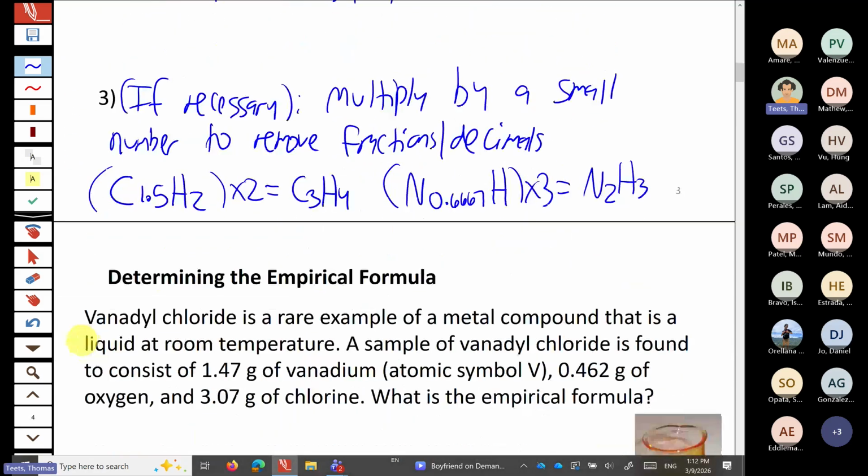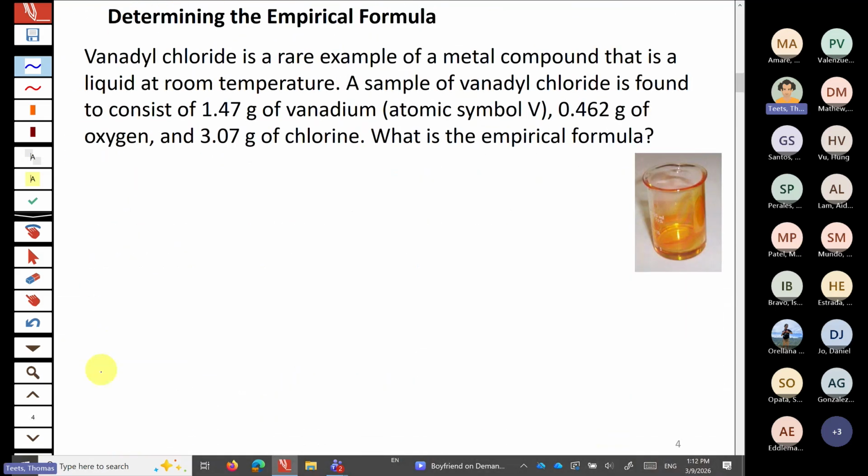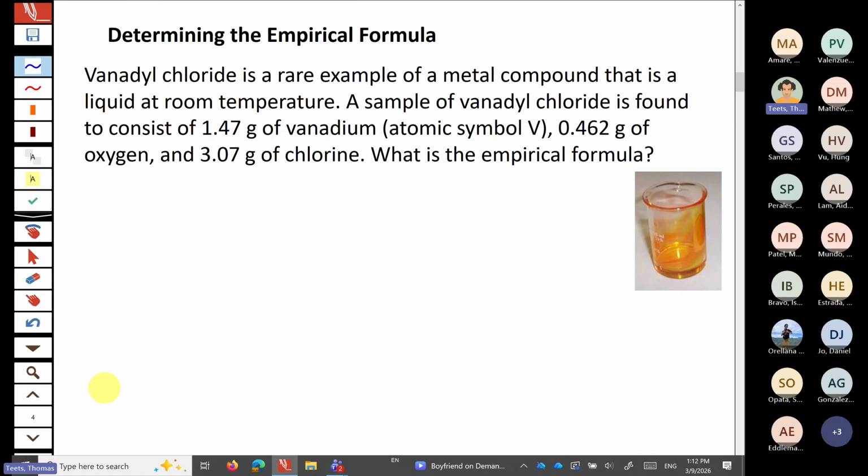So let's just go through an example of it. As I said, one way that we can present the information to you is via the raw masses of the elements in a compound. So this is a compound called vanadyl chloride, and we find that a sample of this compound has 1.47 grams of vanadium, 0.462 grams of oxygen, and 3.07 grams of chlorine. What is the empirical formula?